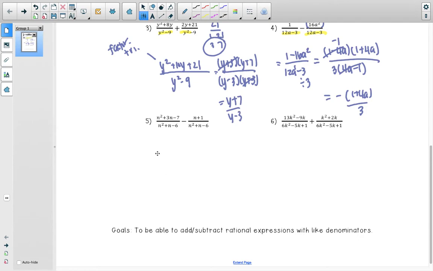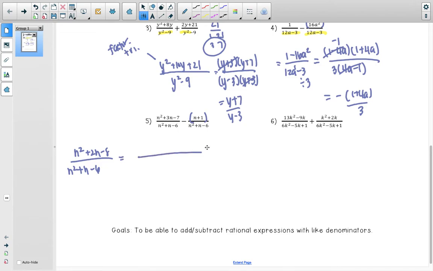Yeah, these ones are a little bit of work. So you're subtracting this entire top, so you need to think of it that way. N squared has nothing to subtract with, so I want to just write n squared. You have 3n minus n, which is positive 2n, and negative 7 minus 1, which is negative 8. And you have n squared plus n minus 6.